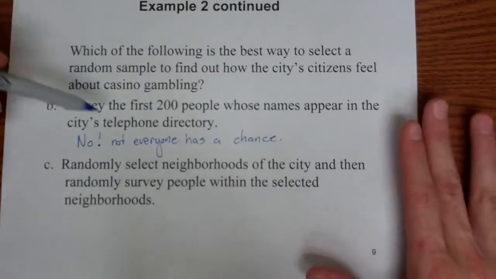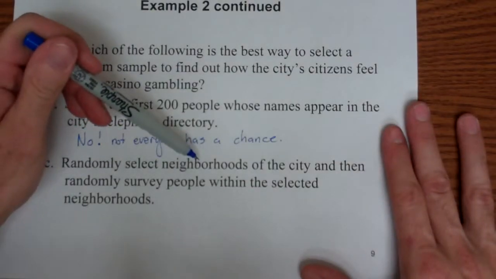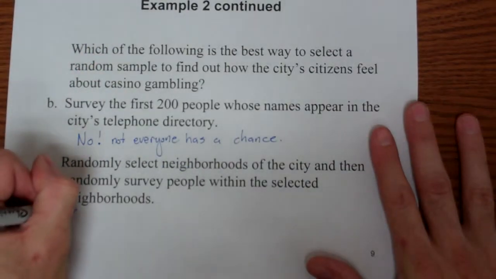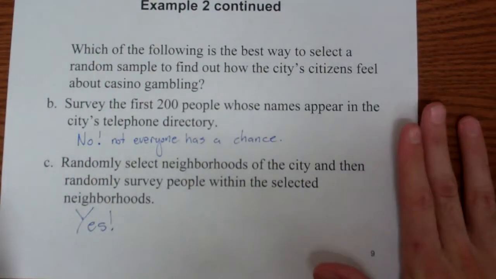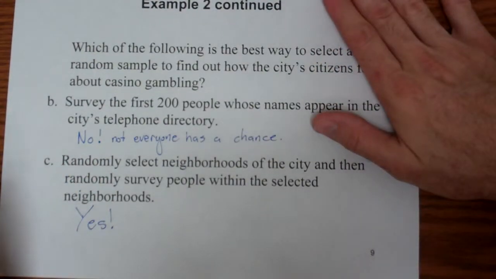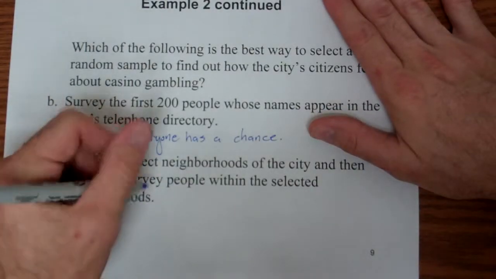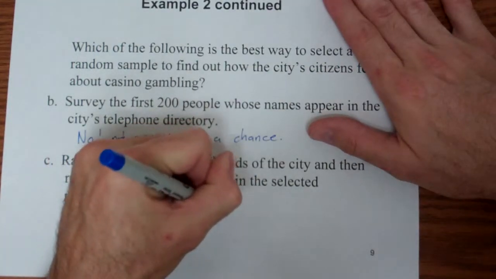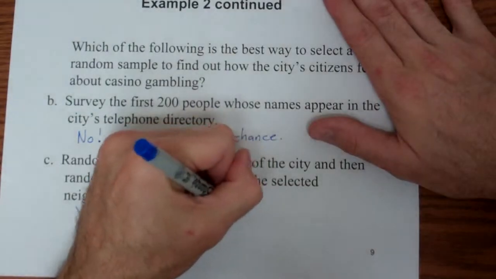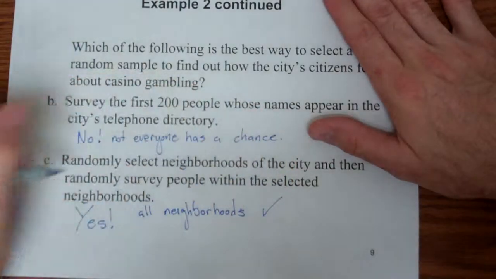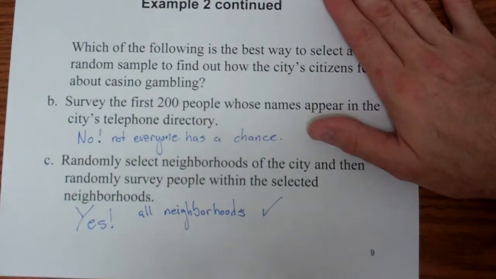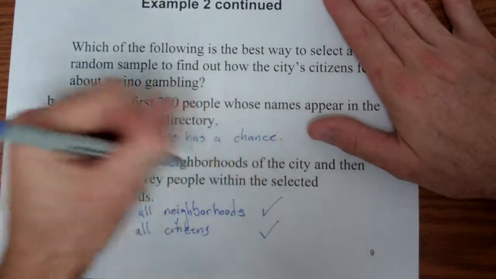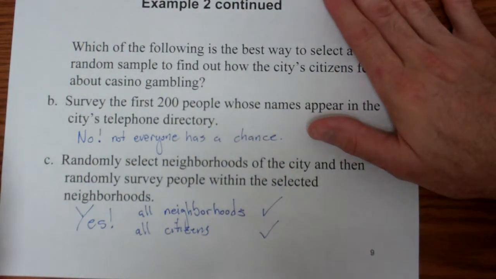All right? So now, what about randomly select neighborhoods and then randomly survey people within the selected neighborhoods? Now this gets the big yes. This is what we call a stratified random sample, because what we're doing is we're looking at the large of all neighborhoods, and each neighborhood had a chance, check, okay? And because each neighborhood had a chance, all citizens had a chance, okay, check. And so, therefore, this meets the criteria.